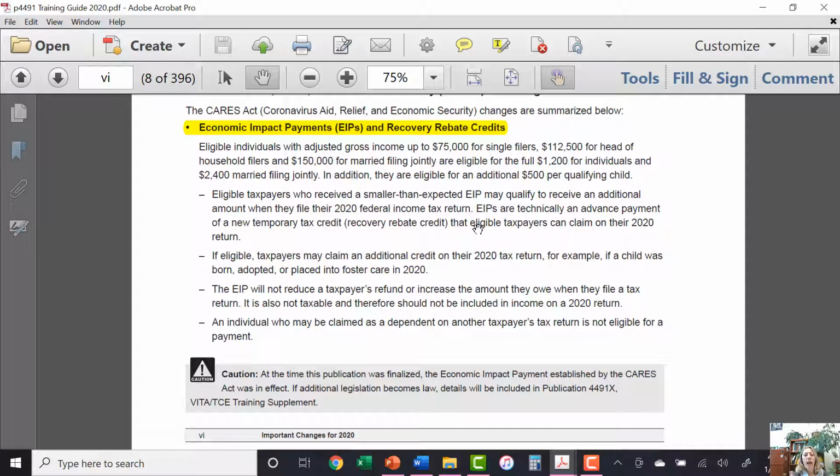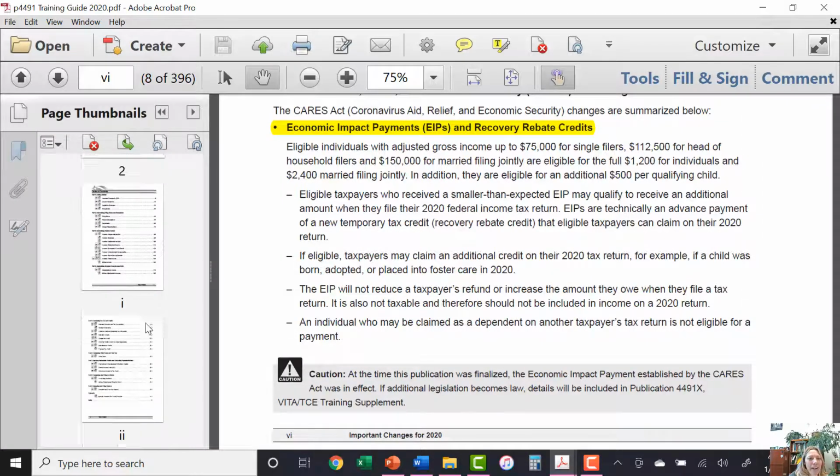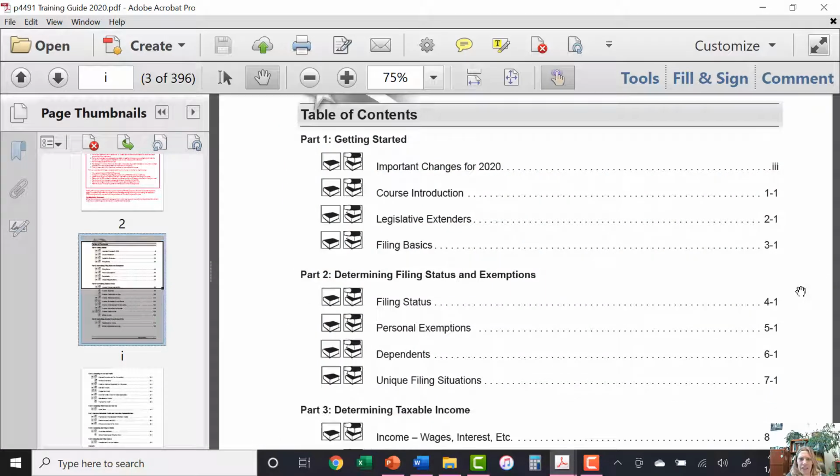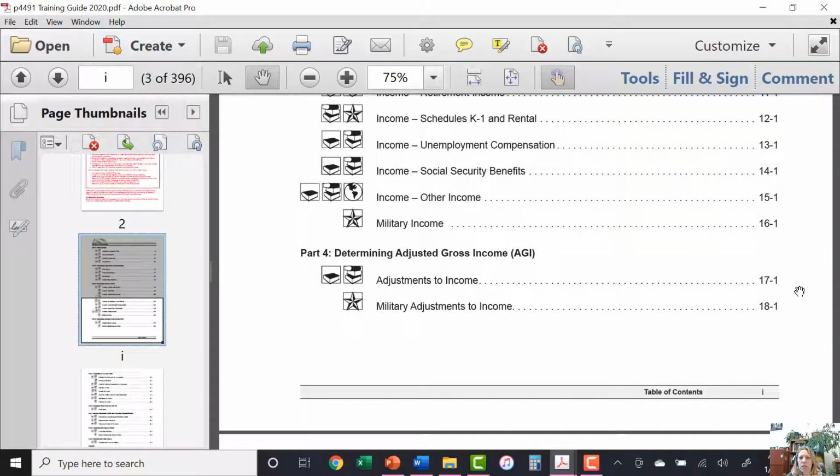All right, so the last thing we want to talk about before we get to the basic exam questions that we're going to go through in this video is the Affordable Care Act. I know there's a place in here for the Affordable Care Act. I'm not exactly sure where it is. Let's see if it's got it in here. Filing situations.